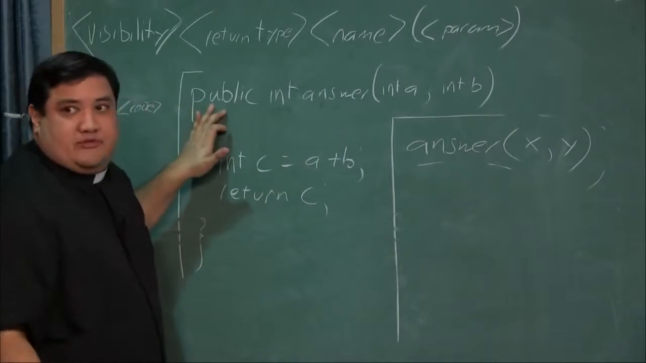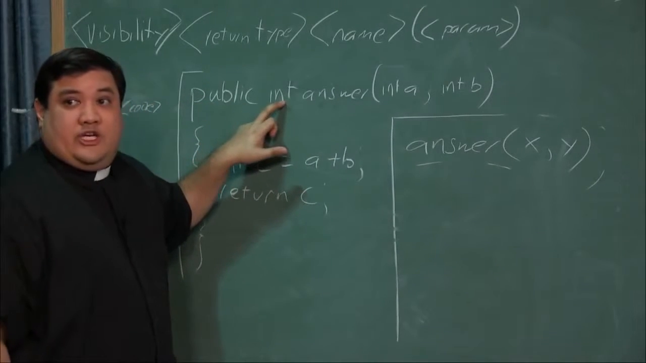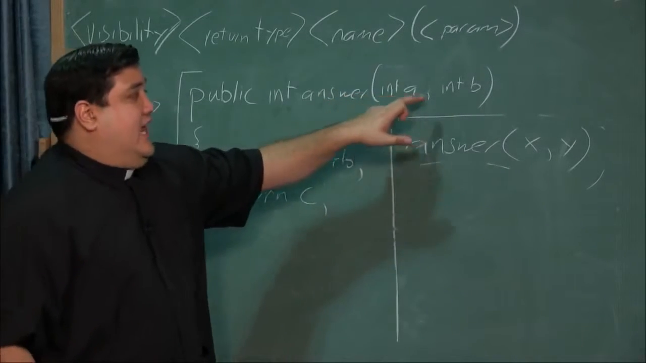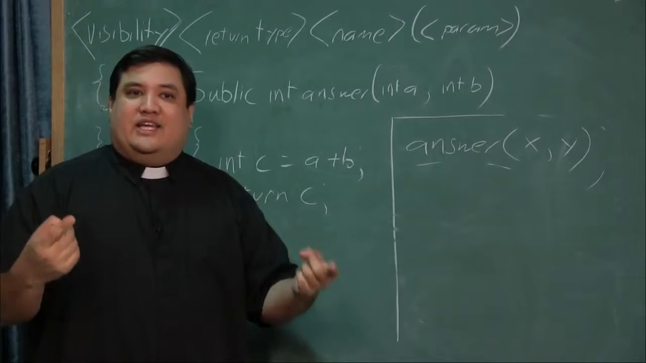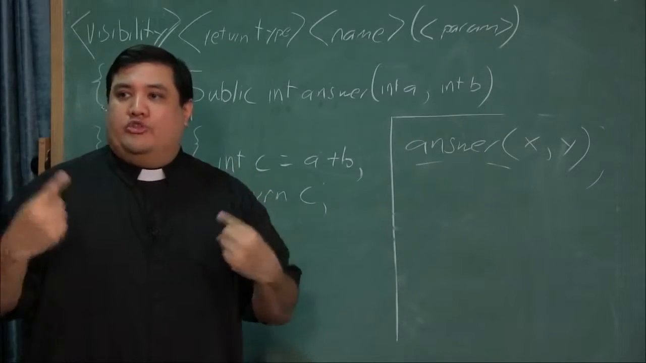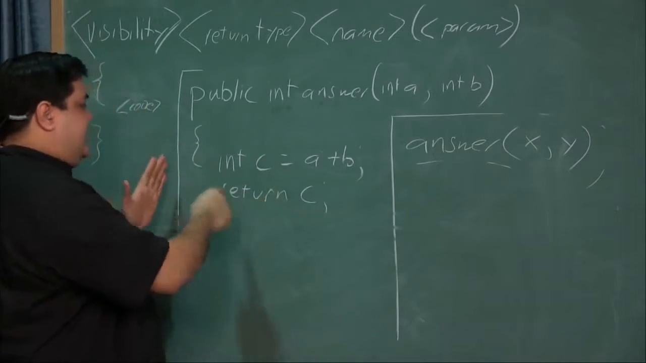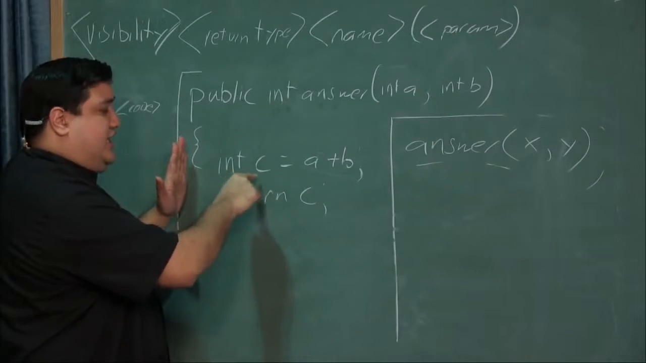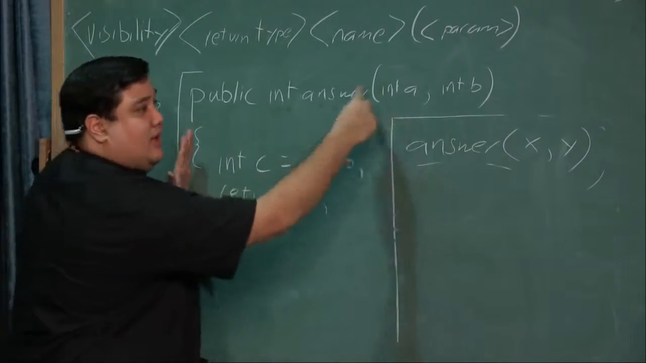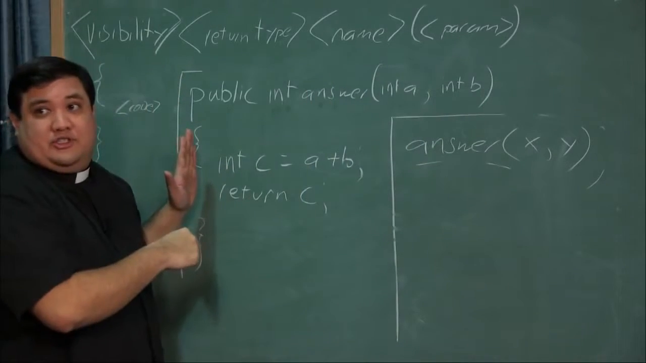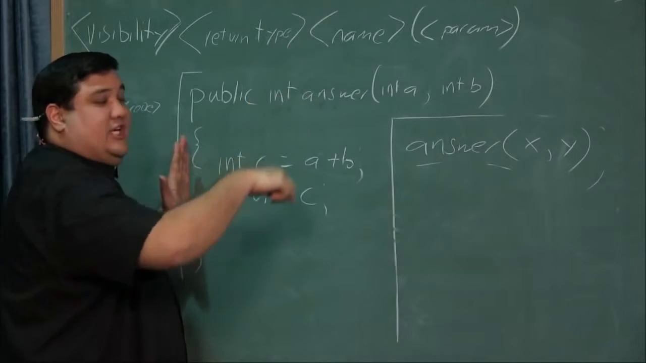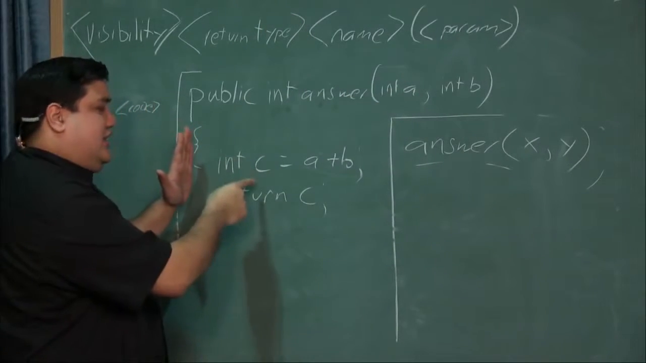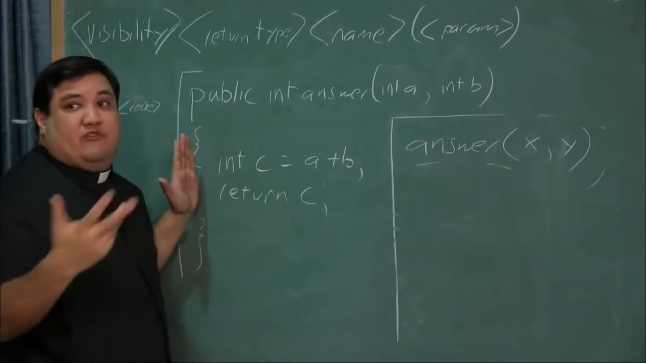Now here was the example that we had. We have public, so it's a public function. Int, so it's going to return an integer. Answer, that's the name of the function. The function is called answer. And then int a and int b. So I know that it can receive 2 whole numbers. And then when I run it, my code inside says int c equals a plus b. So c is going to become the sum of anything I pass into the function. Right. So if integer a comes in and it's worth 3, and integer b comes in and it's worth 2, integer c is going to be worth a plus b, which is 5.